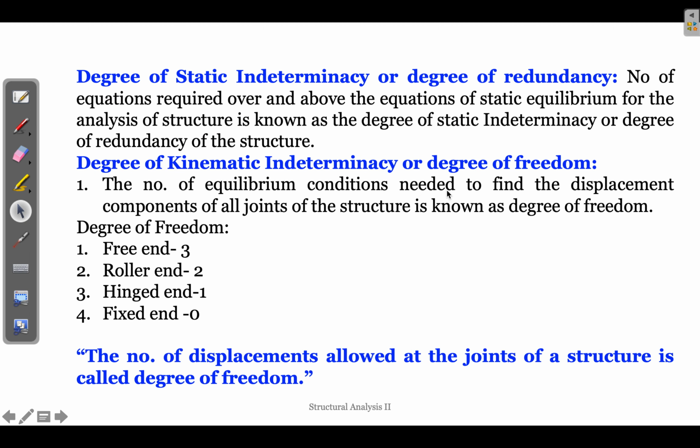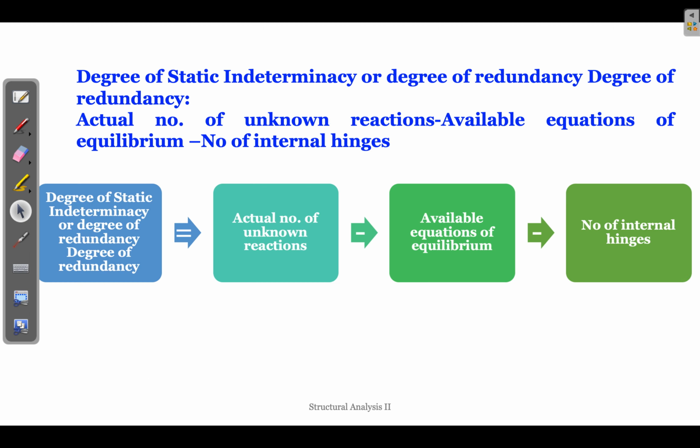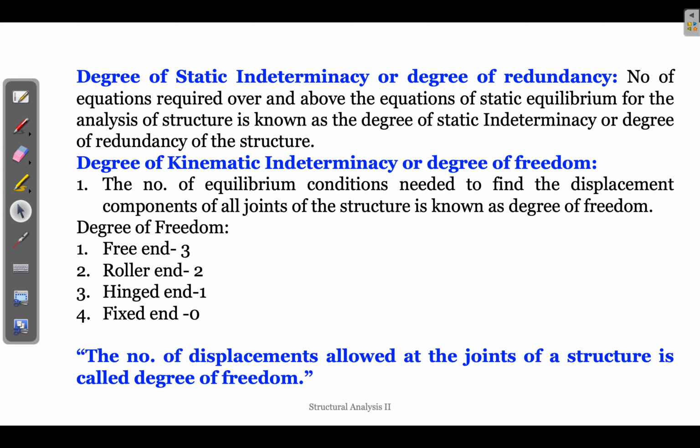So students, I hope till this point you must have understood. Now let us see the definition of degree of kinematic indeterminacy. First of all, I want you to remember that degree of kinematic indeterminacy is also called degree of freedom. So don't get confused. For degree of static indeterminacy, we have set formulas with which we find it. For degree of kinematic indeterminacy also we have formulas, but I want you to understand the concept.